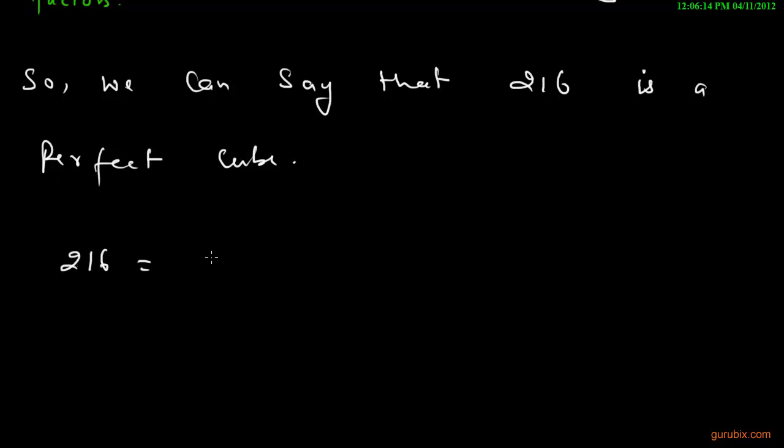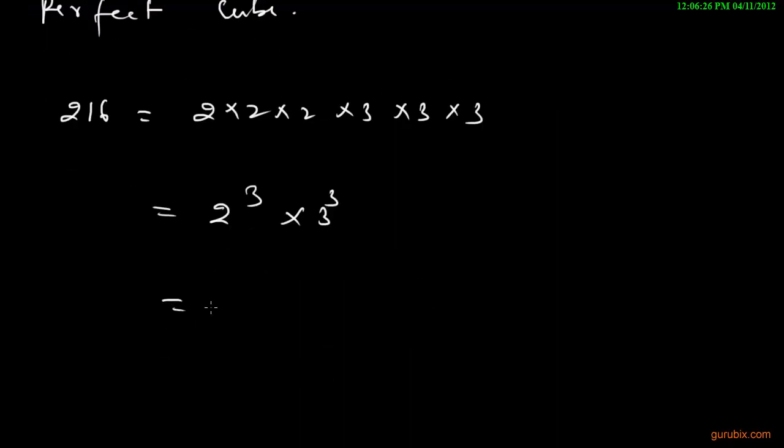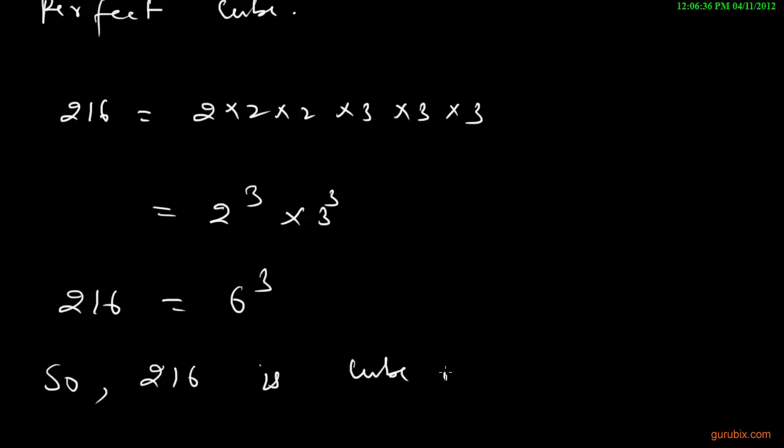216 can be written as 2 into 2 into 2 into 3 into 3 into 3. This means 2 cube into 3 cube. This means 6 cube equals 216. So we have observed that 216 is the cube of 6. So this is how we check whether the given number is a perfect cube or not.